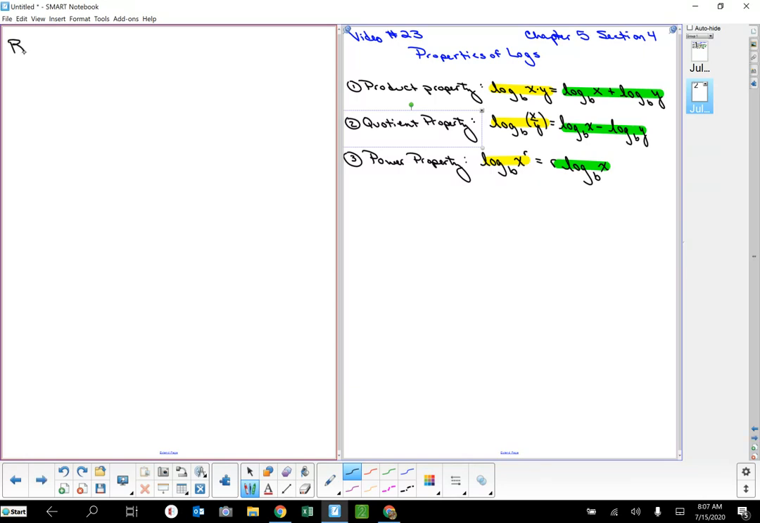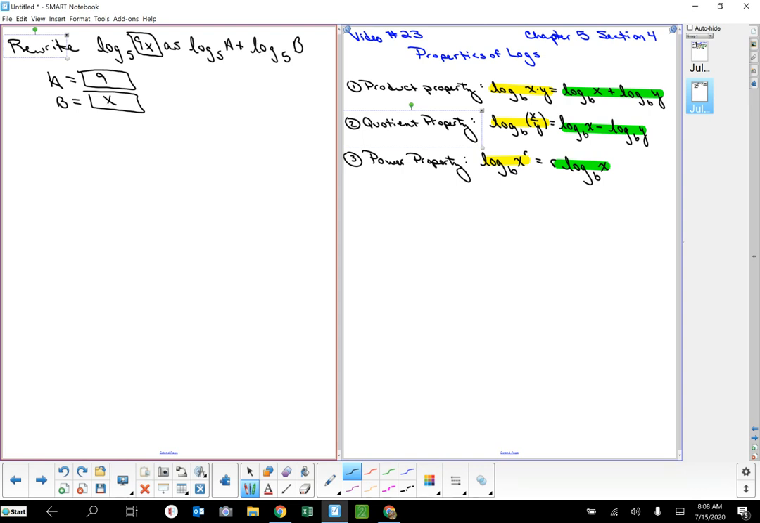Number 1, rewrite log base 5 of 9x as log base 5 of a plus log base 5 of b. So what you're going to see in Varsity is a equals a blank and b equals a blank. So you quite literally just have to fill in what a and b are, and those are the two things that are being multiplied, which are the 9x. So a is 9 and b is x. Okay? Fairly straightforward to pull out of there like that.